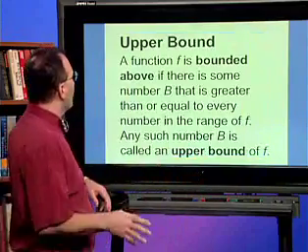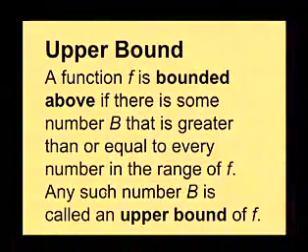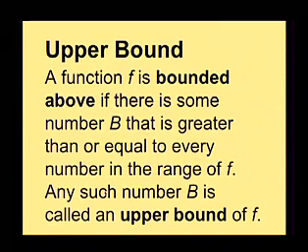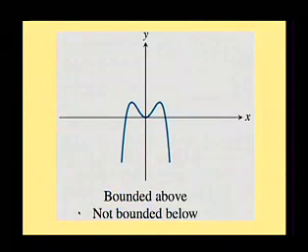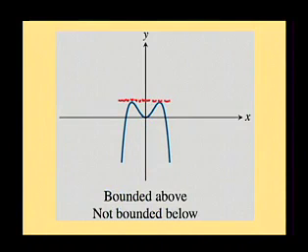Let's take a look. A function f is bounded above if there is some number b that is greater than or equal to every number in the range of f. Any such number b is called the upper bound of f. The graph of this, we can see clearly that it's bounded above by this y value. That is to say, the graph never goes above that value.